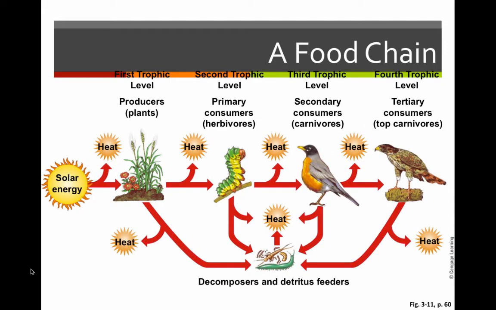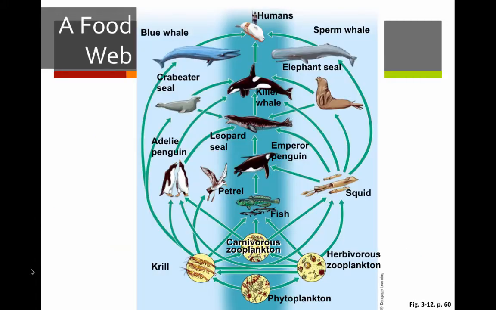So here's a basic food chain. First trophic level would be your producers, and they get their energy from the sun. And then it goes to the caterpillar who eats the plants, and then the robin who eats the caterpillar, and the hawk who eats the robin. And through every one of these steps, most of the energy is getting lost as heat or through metabolic processes and wastes, and then those wastes are fed on by decomposers and detritivores.